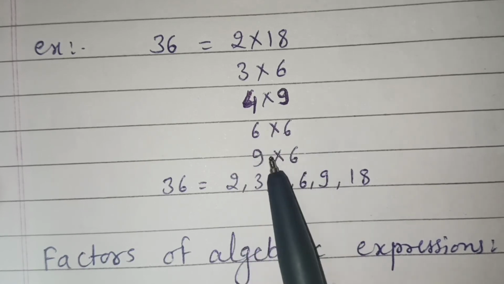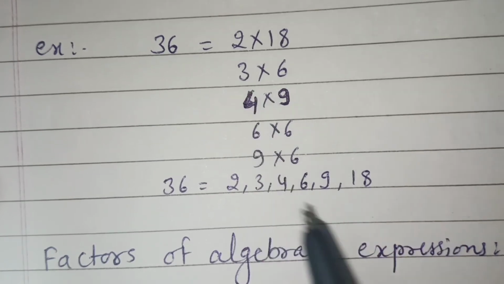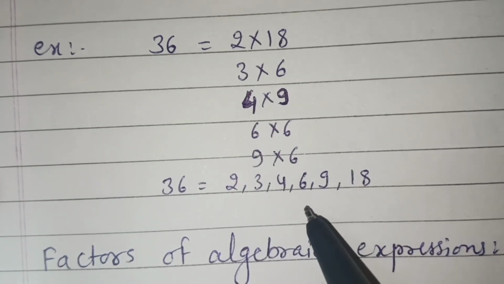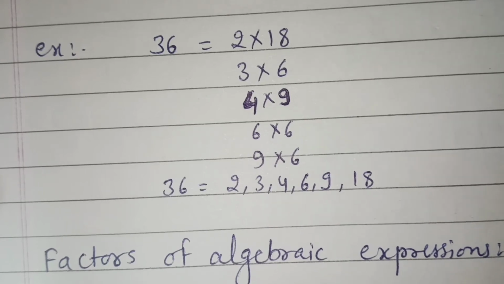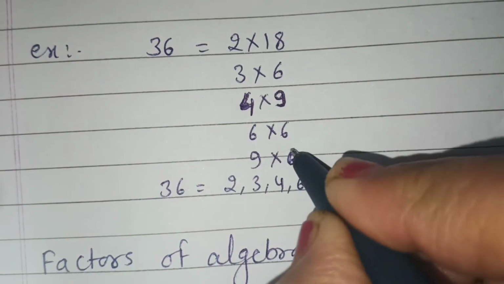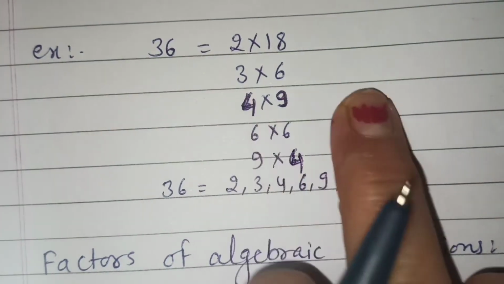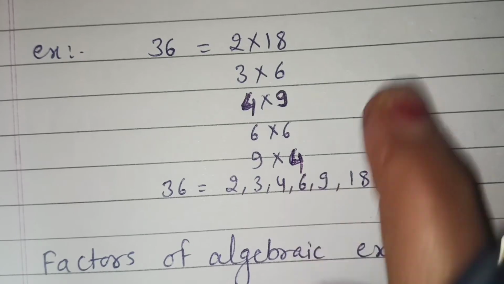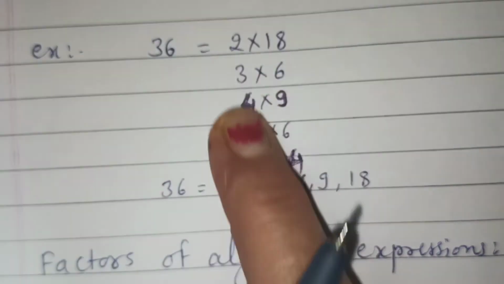And where the numbers are repeated, 4 into 9 and 9 into 4, okay, this is 9 into 4. Here 4 into 9 and 9 into 4 are repeated. We will stop the factorization here and see the factors from here to here.